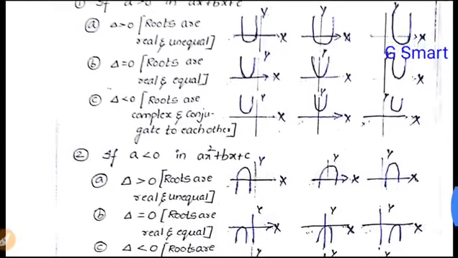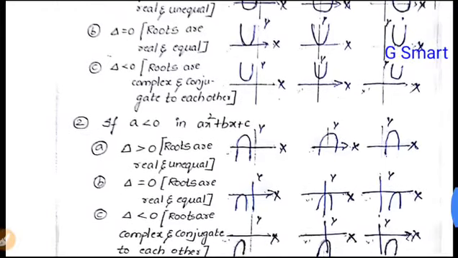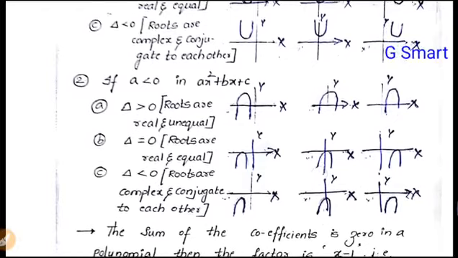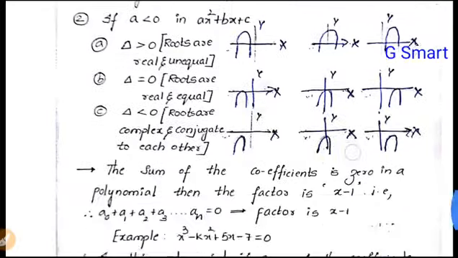If a is less than 0 in ax square plus bx plus c, meaning the x square coefficient is negative, and delta is greater than 0, roots are real and unequal, so the parabola is facing downside, with the same figures in the downside. Delta equal to 0, roots are real and equal, and delta less than 0, roots are complex and conjugate to each other. Same diagrams downwards.